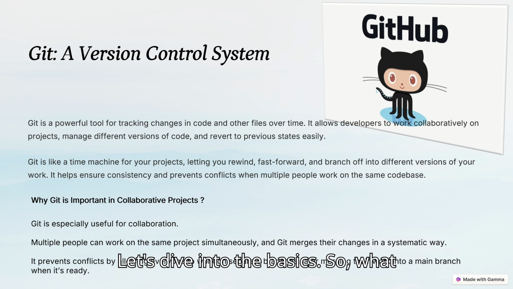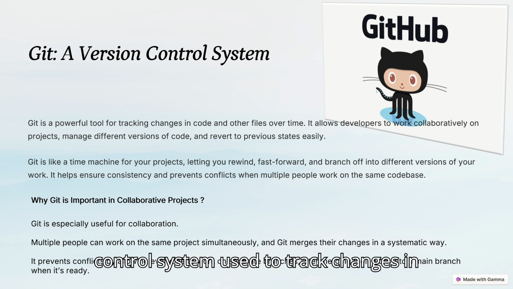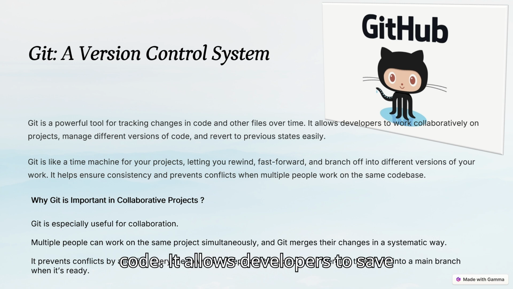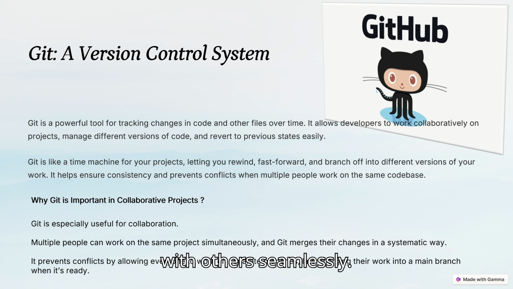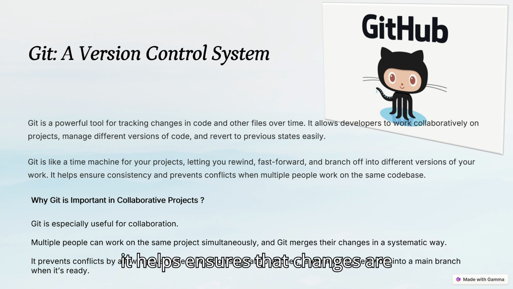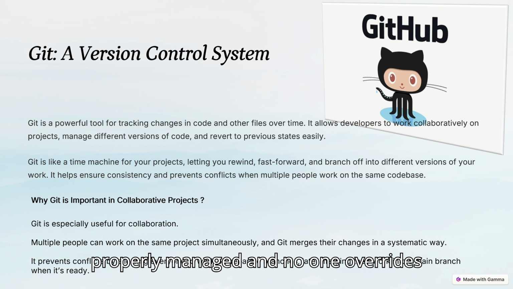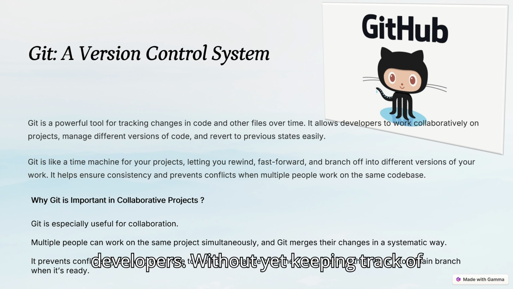Let's dive into the basics. So, what is Git? Git is a distributed version control system used to track changes in code. It allows developers to save different versions of their project, revert to previous states, and collaborate with others seamlessly. Whether you are working on a solo project or with a team, it helps ensure that changes are properly managed and no one overrides someone else's work.